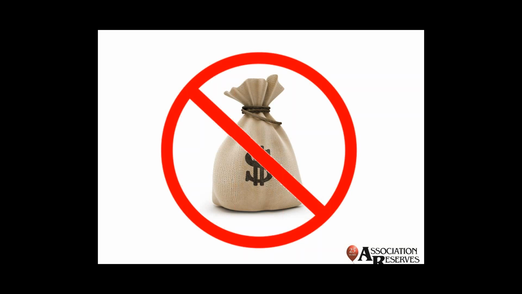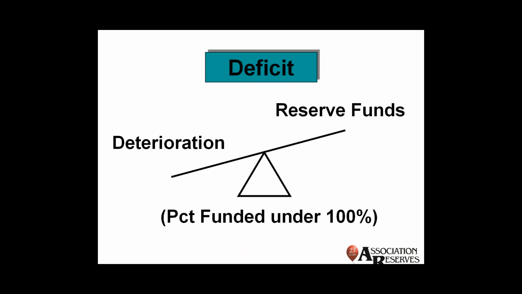So percent funded tells you something useful and informative. Now, if your association's percent funded is under 100%, like most associations, it means you have less reserve cash on hand than the value of reserve component deterioration. And let me make sure I emphasize that. What we're calculating here is the value of reserve component deterioration, not the total value of all the components. So less cash than reserve component deterioration is called being in a reserve deficit.